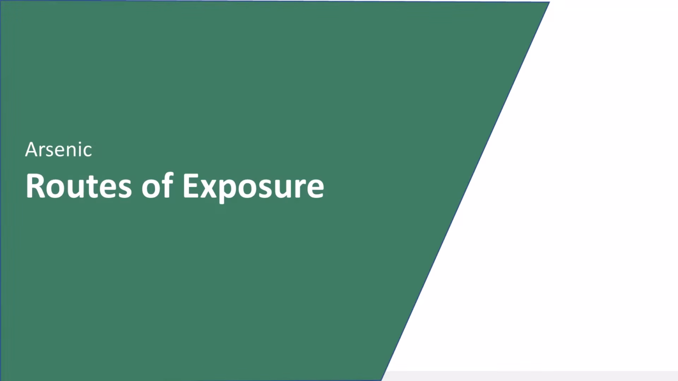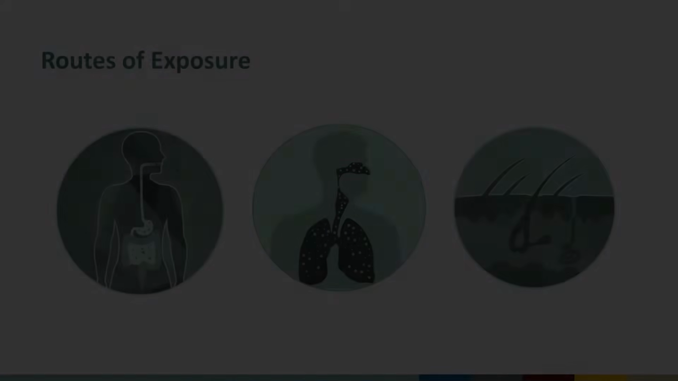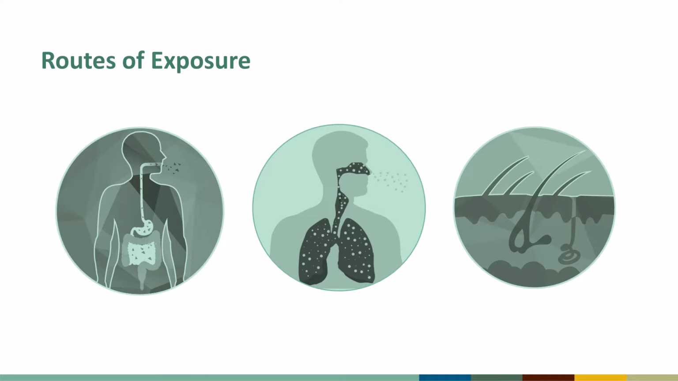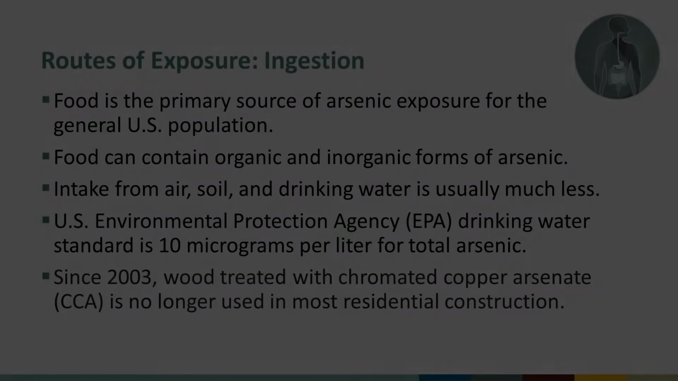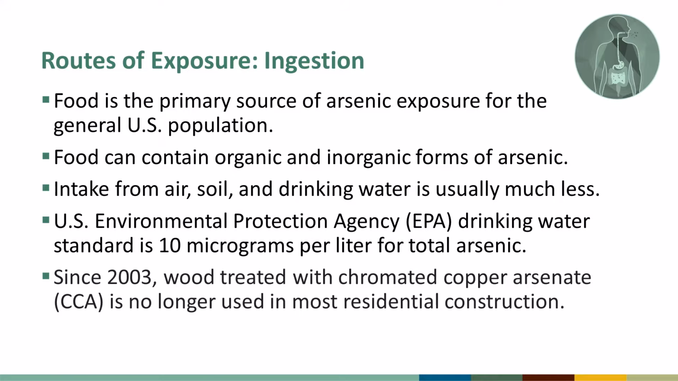Next, we will cover routes of exposure. Exposure can occur via ingestion, inhalation, and dermal absorption. For the general U.S. population, the main source of arsenic exposure is ingestion of food containing arsenic. Food can contain inorganic and organic forms of arsenic. Seaweed, rice, fruits, meat, shellfish, and poultry are potential dietary sources of inorganic arsenic. Seafood, particularly finfish, contains mostly non-toxic organic arsenic and is unlikely to be a cause of arsenic toxicity.